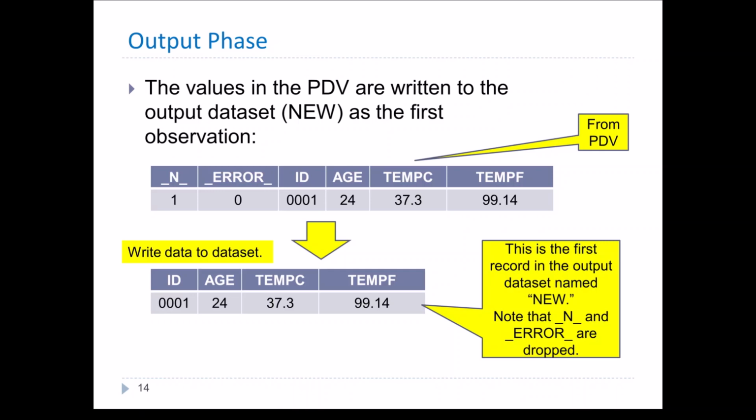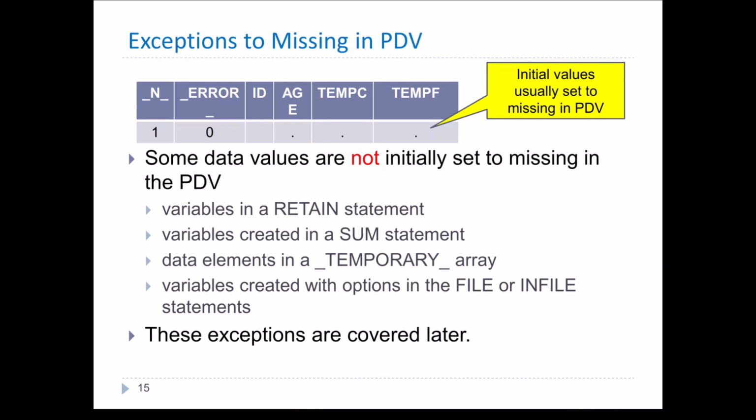And it continues on. Now exceptions to missing in the PDV: the initial values, as we notice, were dots, which means missing. Some data values are not initially set to missing in the PDV. These are special cases, and we're going to learn more about them later, but they're variables in a retain statement, variables in a sum statement, data elements in a temporary array, and variables created with the options file or in file statements. We don't know what those are yet, but we'll learn about them later.